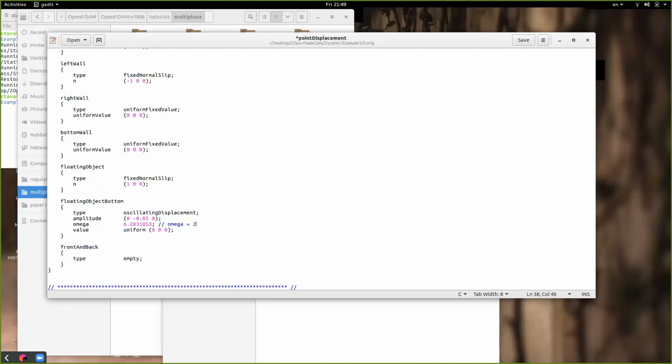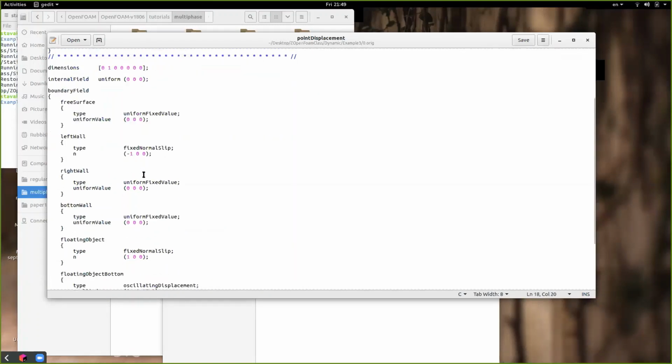Omega is 2 pi f, am I right? So it's again the frequency of 1 hertz, and we have the amplitude of the motion. In the previous example, we were using velocity to force the body to oscillate. This time we're using the real displacement. So look, this is displacement, so it's different.